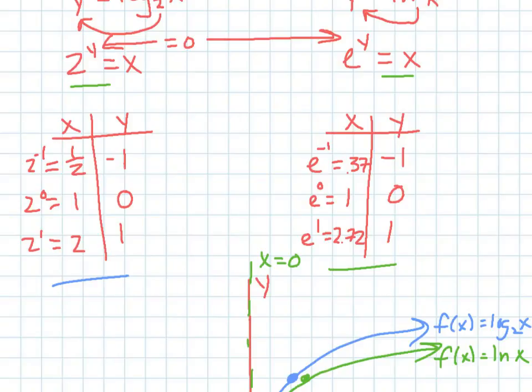So when I change it, because the x and y are in different positions, if I wanted them to be normal, then we could switch them, and that would be the inverse. So e to the x equals y would be the inverse of e to the y equals x. Okay? So that's just the difference between the two.